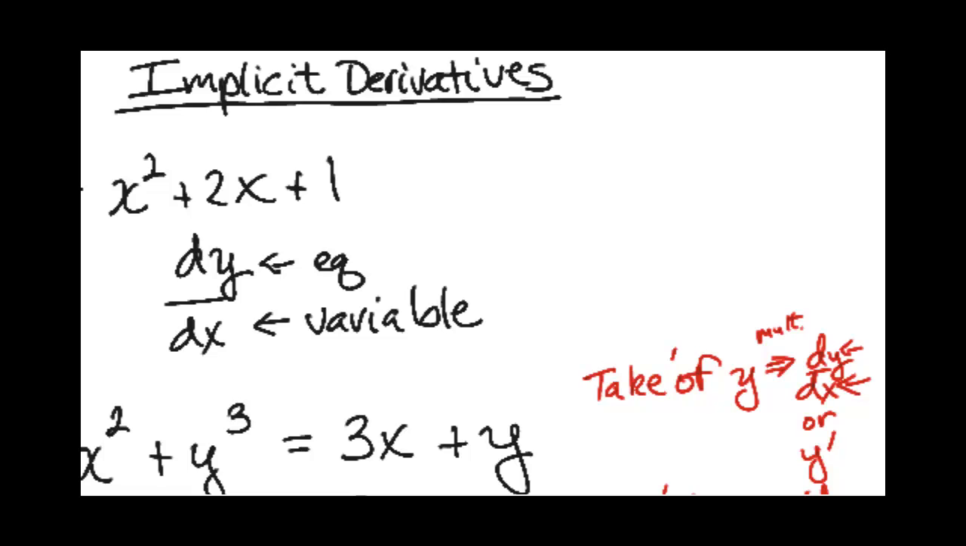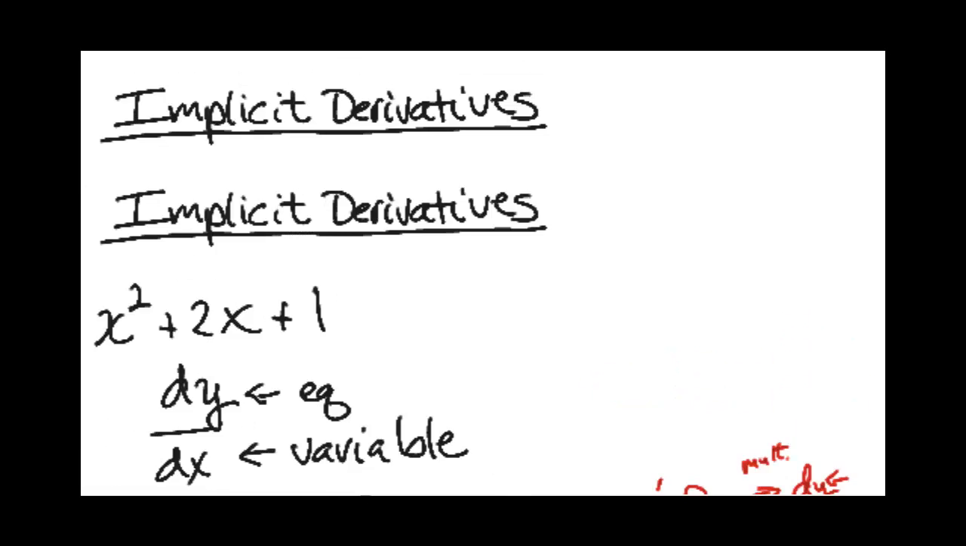Today we're going to be discussing implicit derivatives, looking at a few examples. Remember, anytime you do the derivative of x, it's business as usual. Anytime you derive y, you're going to have to multiply by y prime. So let's look at these examples here.